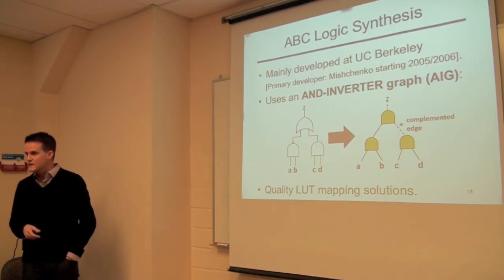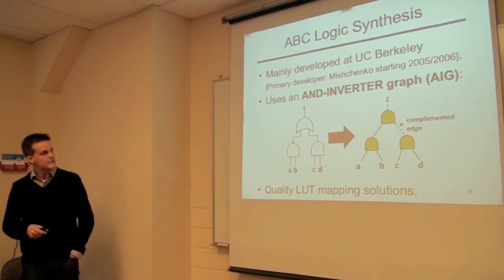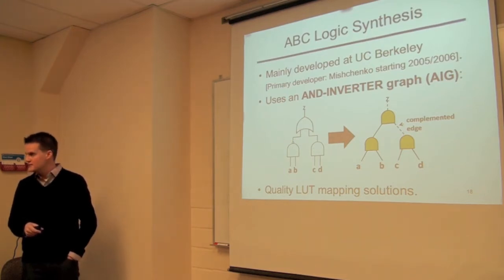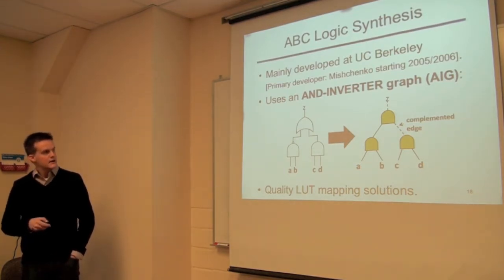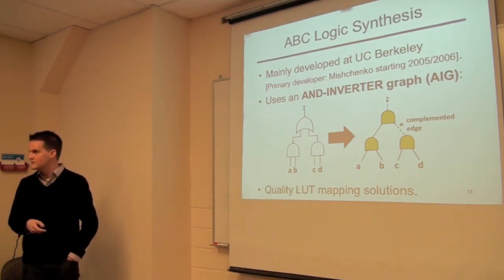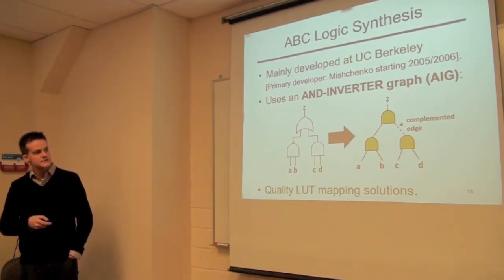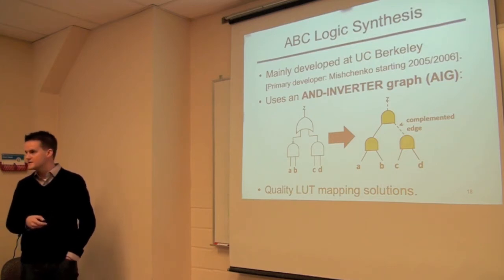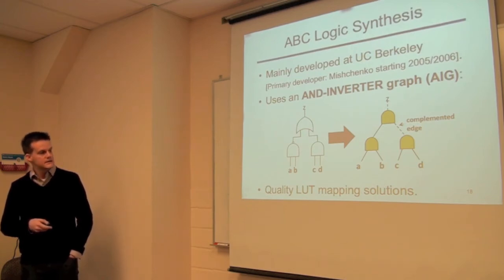ABC, just to remind everyone, is a logic synthesis system developed at UC Berkeley by Mishchenko, mainly. The main data structure in ABC is an inverter graph. Basically, the logic circuit can be represented as a network of 2-input ANDs and inverters. The inverters are not explicit. The inverters are just tags on edges. So basically here I show inversion with a dotted edge. Okay? This is the idea of ABC.